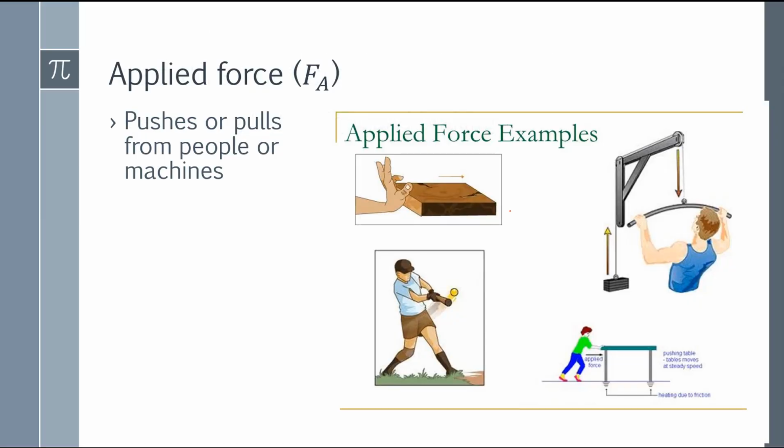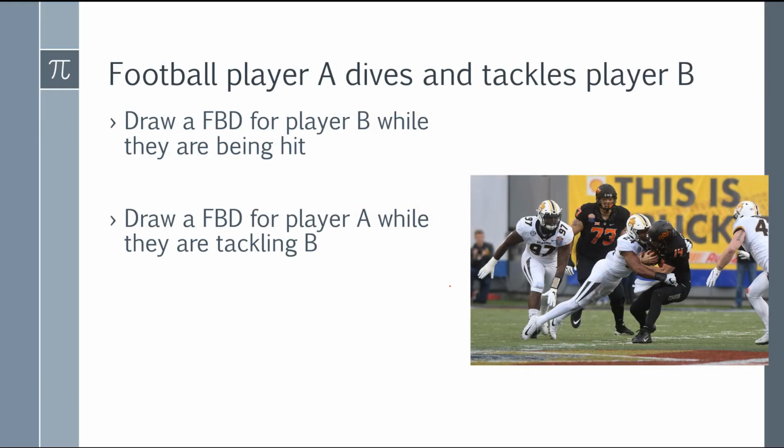An applied force is just a force from a person or a machine. Technically, an applied force might also be called a normal force or some other type of force, but it's usually just a general name we give to a force from a person or a machine. So here we have two football players colliding. Player A dives and tackles player B. So this must be player A on the left. This must be player B.